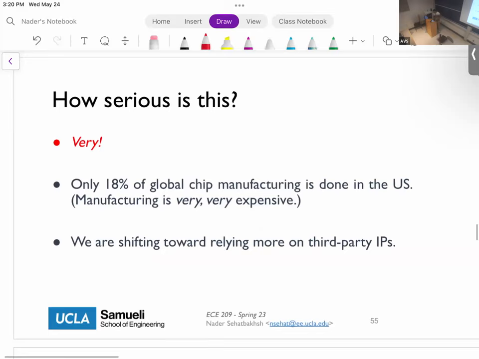So how serious is this? As I said, only 18% of globally manufactured chips are made within the US. And unfortunately, manufacturing itself is very, very expensive.